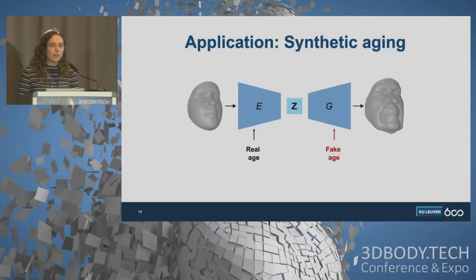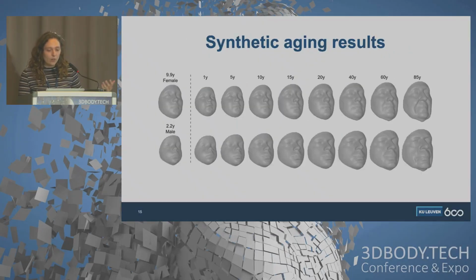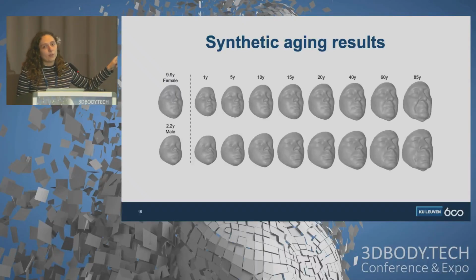So the first application is synthetic aging. We see some examples over here. On the left, you see some real samples out of our data set. They were encoded with their real age and then decoded with a bunch of different ages. This way we can generate an aging trajectory for this person.